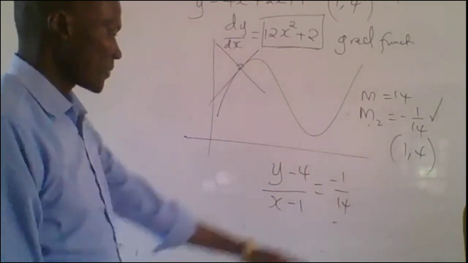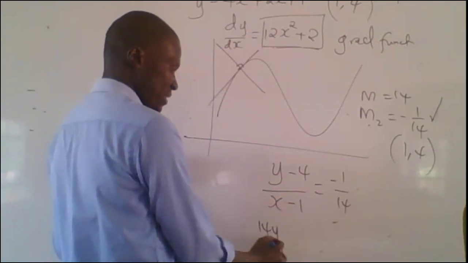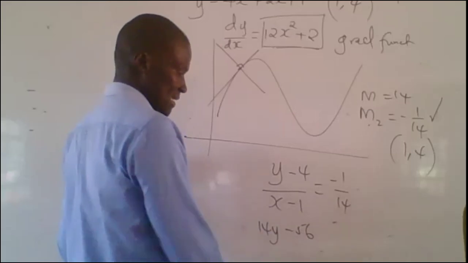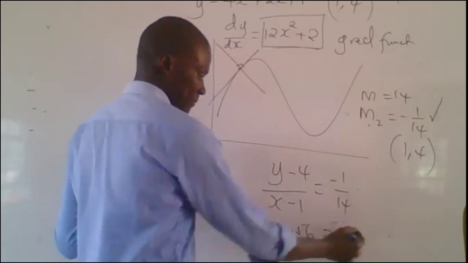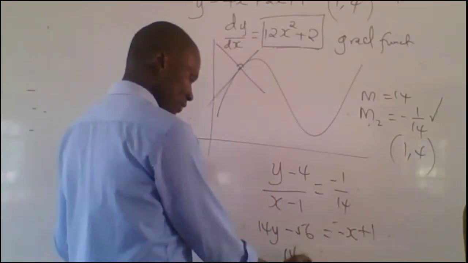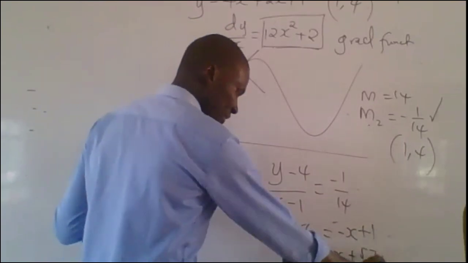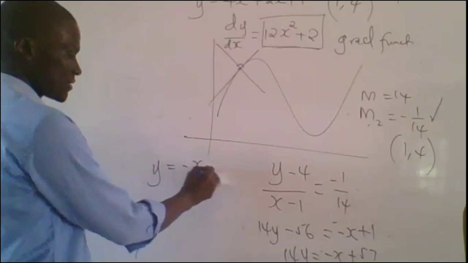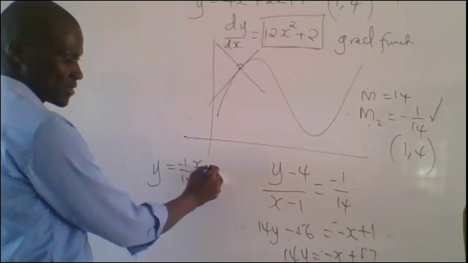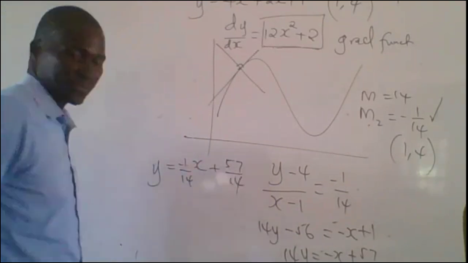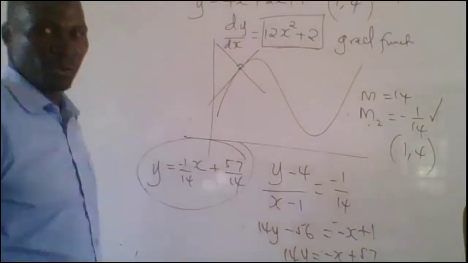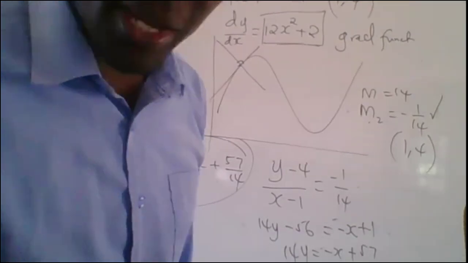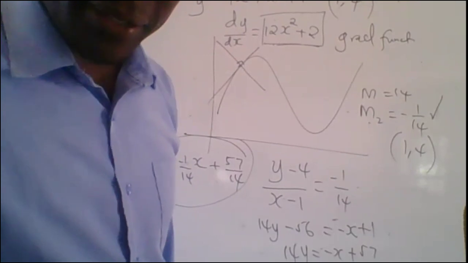From here you can cross multiply: 14 times y minus 4 gives 14y minus 56, since 4 times 14 is 56, equals negative x plus 1. Then 14y equals negative x plus 57. Divide through by 14, so you remain with y equals negative 1 over 14 x plus 57 over 14. Are you seeing that? This is now the equation of the normal that you are asking for. The most important thing is you must know how to get the gradient of the tangent and then the gradient of the normal. All right, let's go back to Shireen.